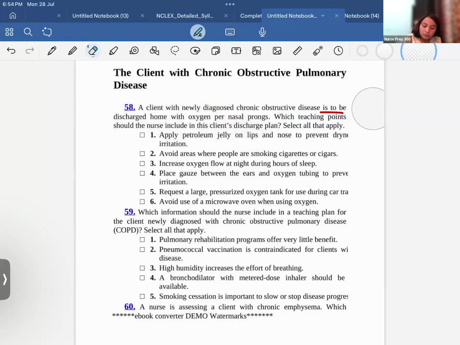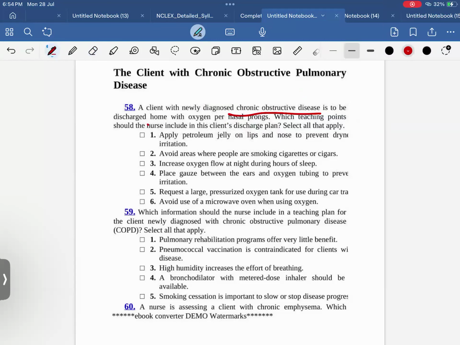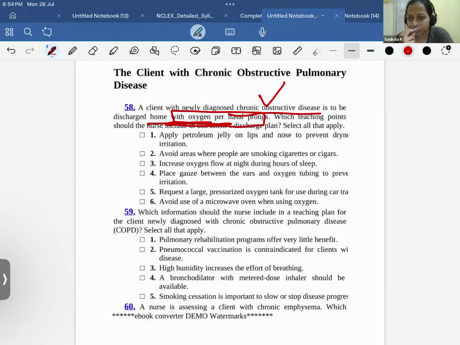Now, do you know the problem? The problem is not the diagnosis. The problem is this: the patient is on nasal oxygen, on nasal prongs. The diagnosis is this, the problem is this, and you have to do the discharge plan.